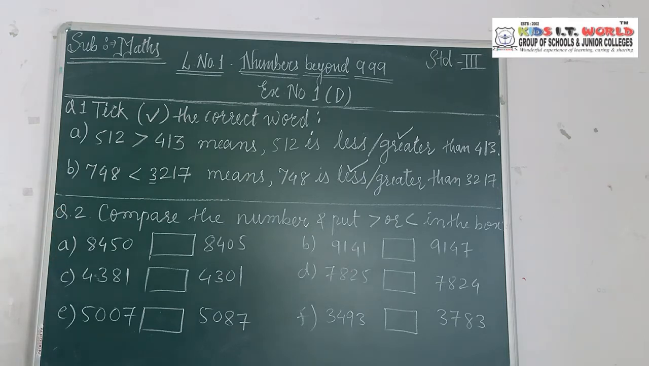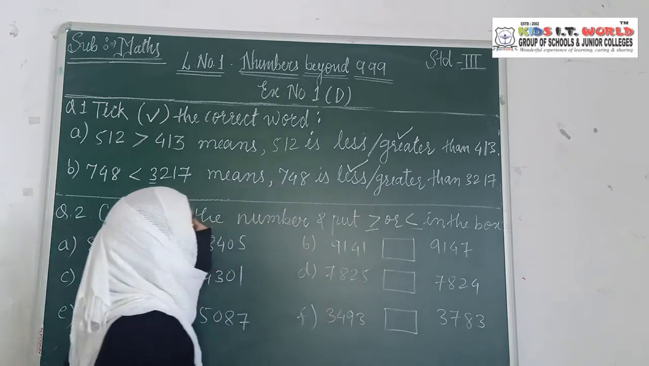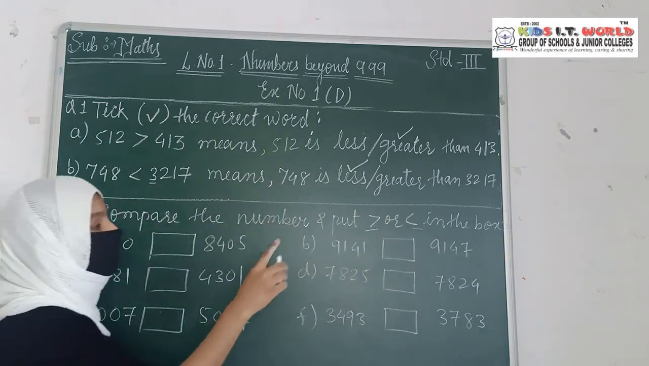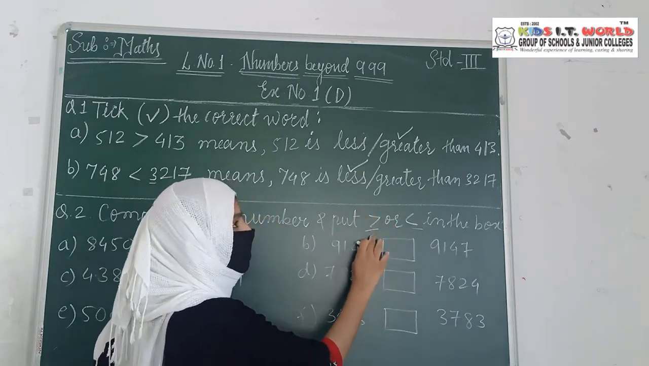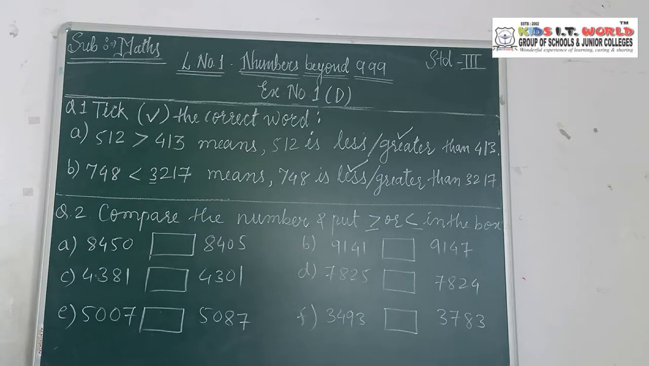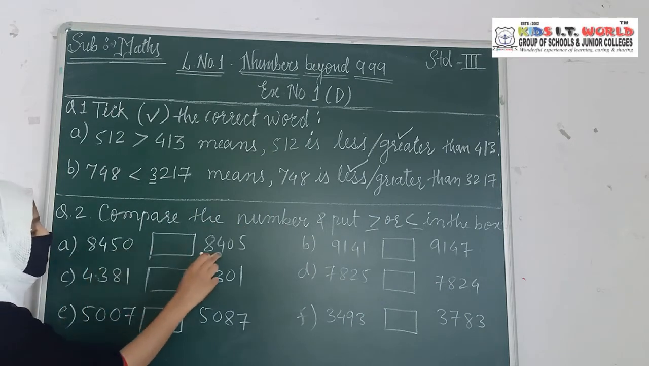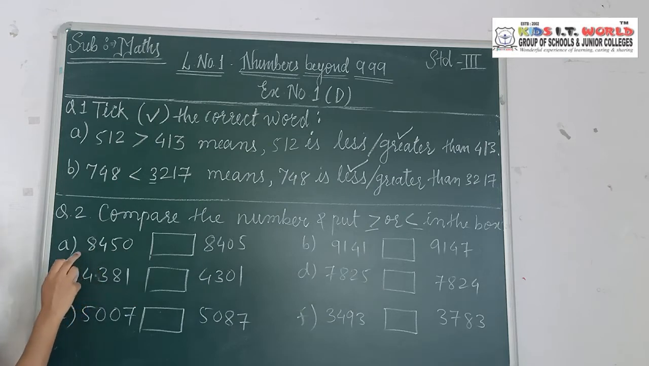Now the question 2, you have to compare the number by putting the sign greater than or less than. This is the sign of greater than and this is the sign of less than. As I told you, the symbol which is having the face on the right side, it will be less than, and the symbol which is having the face on the left side, it will be greater than. Now look at this question. This is ones, tens, hundred, thousand. This is of 4 digit, means it's starting from the 1000.